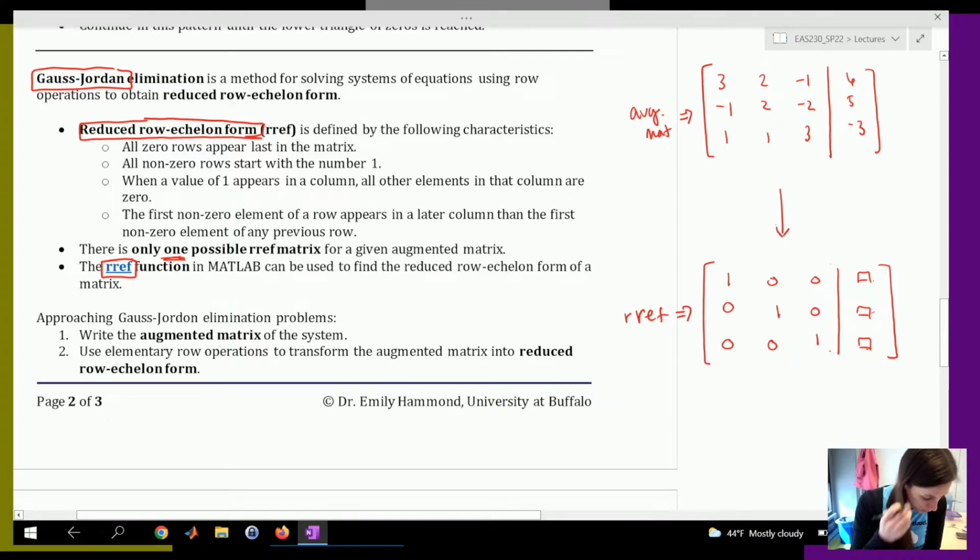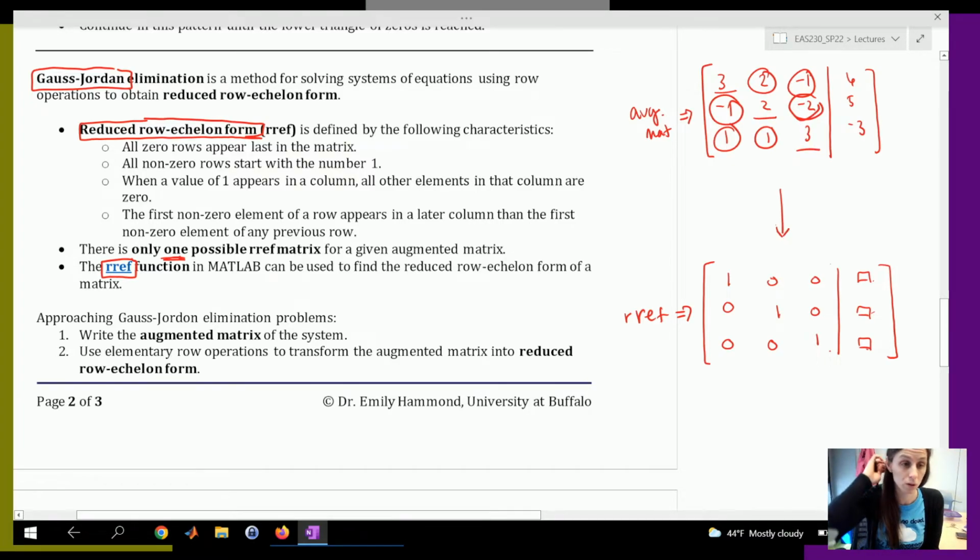Okay, so if we want to find the RREF matrix for a system of equations, we can follow these processes. So first things first, we write the augmented matrix, just like we do with Gauss elimination. Then we're going to use elementary row operations to transform the augmented matrix into reduced row echelon form. So make this a 0, this is 0, this is 0, this is 0, this is 0. This is 0. Make this a 1, this a 1, this a 1. Essentially, that's what we're trying to do.